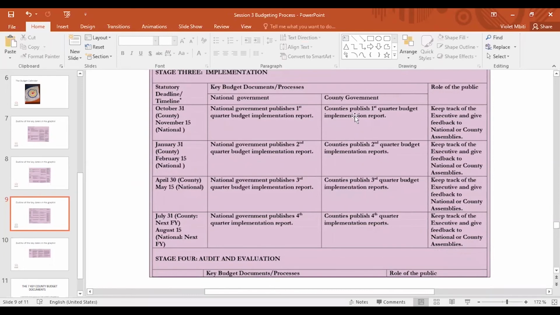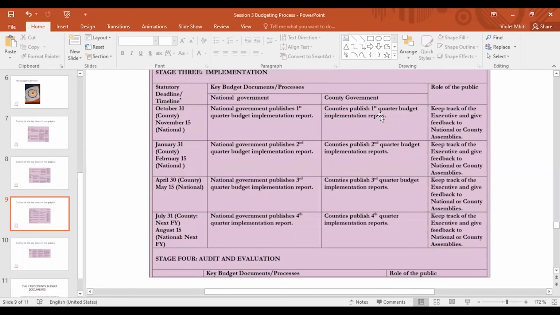And the county government publishes first quarter budget implementation report. Okay? So like right now, Machakos, we have the first quarterly implementation report, the second quarterly implementation report, and now we are going to April, May, June. So now we are in the third quarterly implementation report, about to end, so that we can start the fourth quarterly implementation report that is starting in the last quarter, April, May, June.